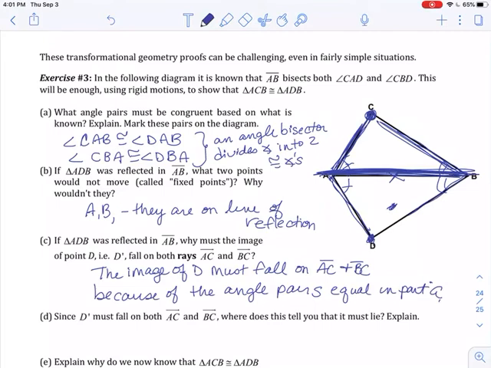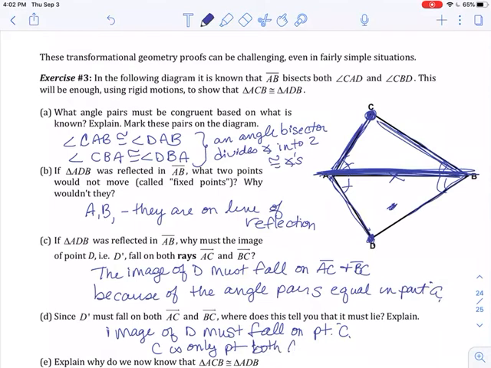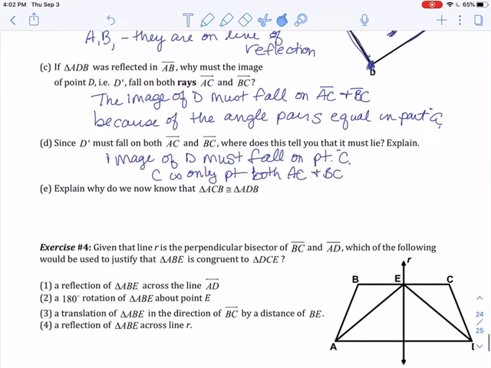Since D prime must fall on AC and BC, where does it tell you that it must lie? And we've already said that. The image of point D must fall on point C, because C is the only point on both AC and BC. It's sort of where AC and BC meet, so it has to fall on that point.